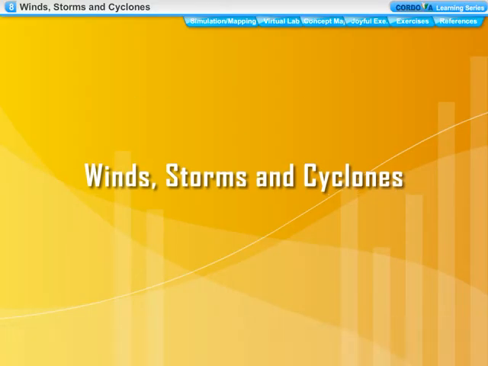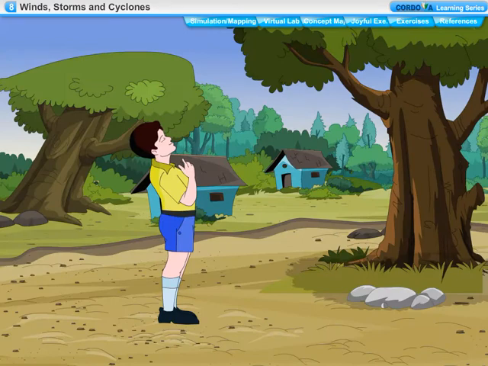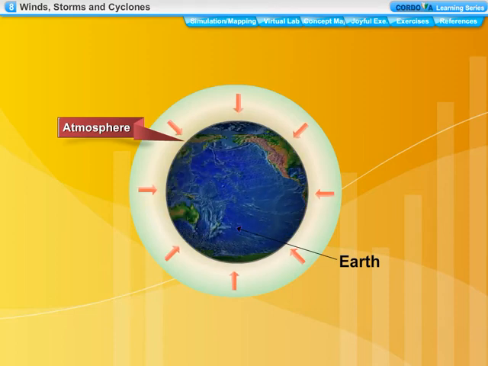Chapter 8. Winds, Storms and Cyclones. Air is around us. We live on Earth, and there is a lot of air around us. Air is a mixture of colorless, odorless and tasteless gases. The layer of air surrounding the Earth is called atmosphere.